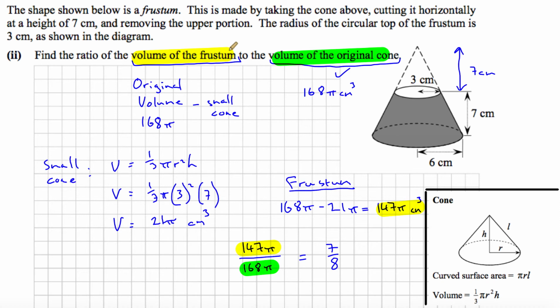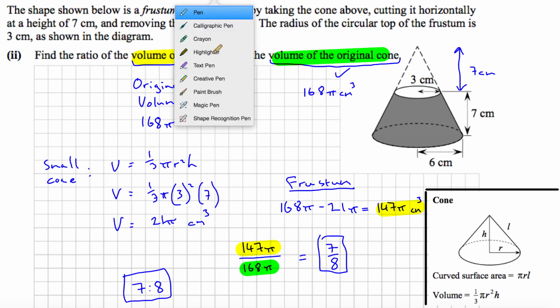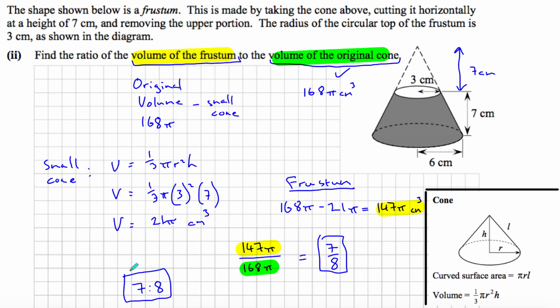And if you want to write the ratio, you can also write it as 7 to 8. But you can write it as a fraction or indeed a decimal, that will also get you full marks. So 7 to 8 or 7/8. And again, that's yellow to green or yellow over green. So that's the end of part 2 and the end of question 10.